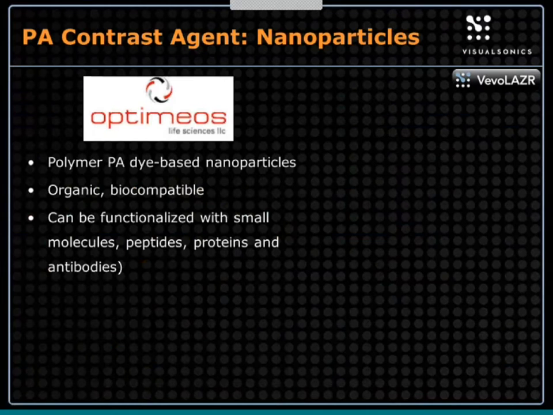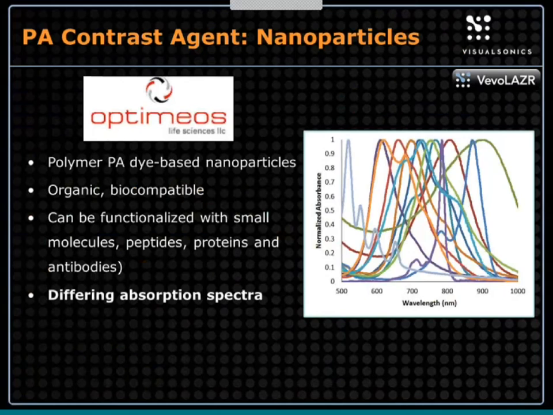Now, a key aspect of these particles is that they have differing absorption spectra. And what this means is that they essentially look different. They're different colors. And Optimios can make many, many of these kinds of contrast agents, which really provides an advantage here, because now we can actually use more than one of these contrast agents at a time in the same animal. And this is a really key aspect here.